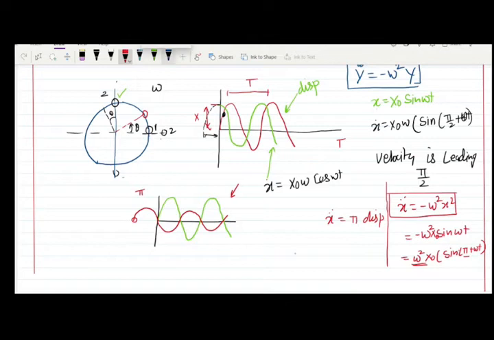If I add the velocity curve, the velocity curve is starting from here and it is moving in this way. All three curves have the same time period. Please don't get confused. The three curves will have the same time period, but the amplitude will be different, as well as their starting position.